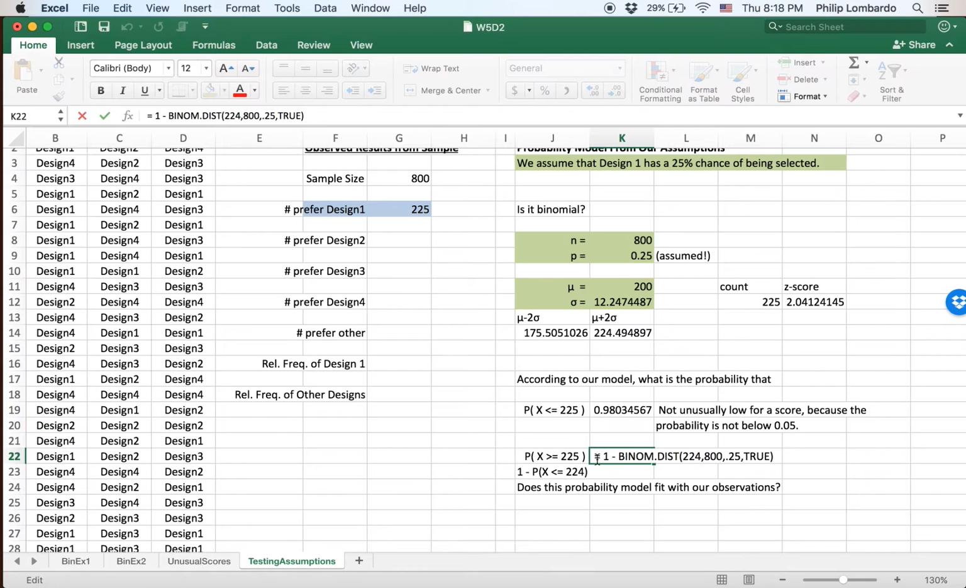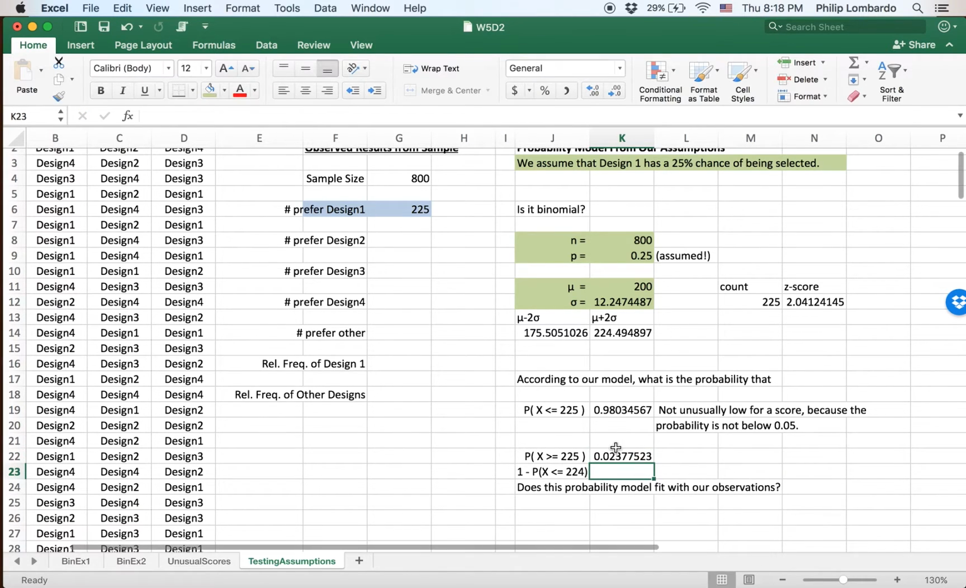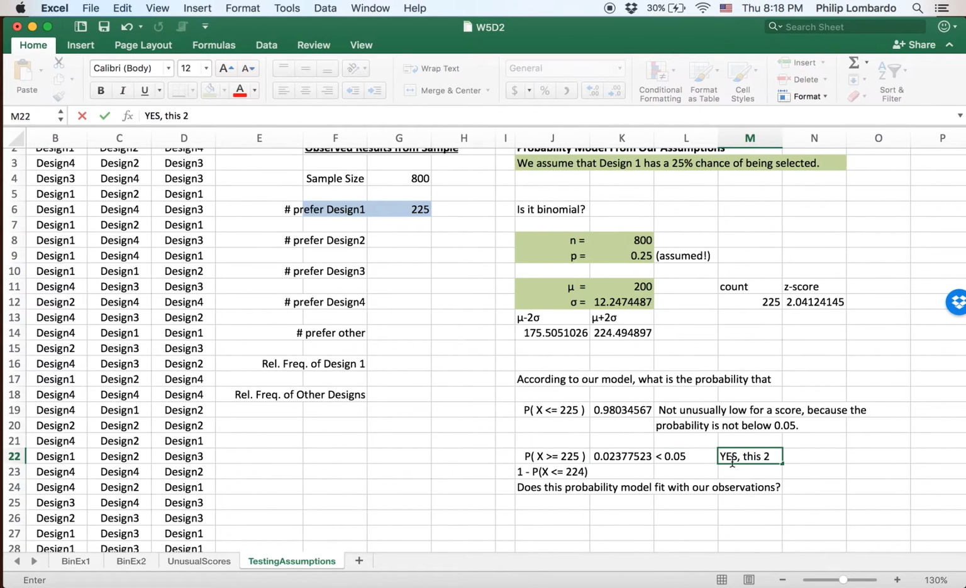Oops, I have a space in here I need to get rid of, so this evaluates as a function. And we can see that this certainly is less than a 5% chance. So the probability of getting a score of 225 or something larger is way under 5%. It's about 2.3%. So yes, this 225 is considered an unusually high count for this binomial model.